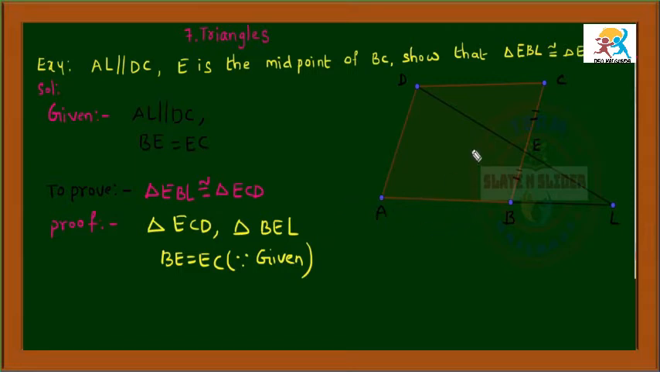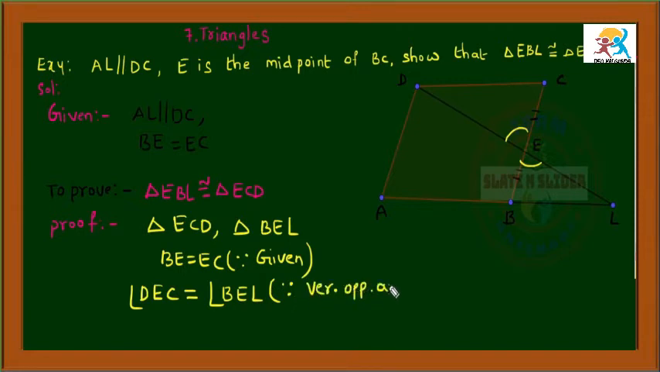And then after, I am going to write angle DEC, that means this angle, is equal to angle BEL. How? Just observe. I am writing angle DEC is equal to angle BEL. What is the reason? Since they are vertically opposite angles. So if two lines are intersecting, then always the vertically opposite angles are equal.